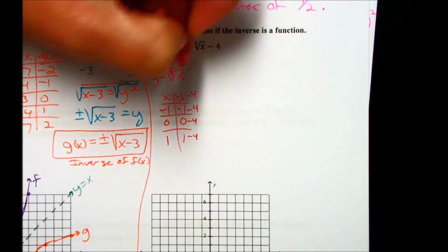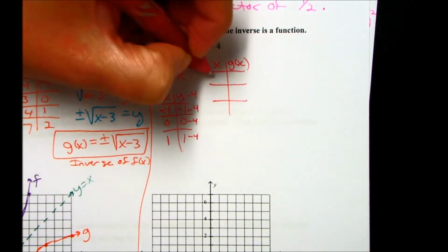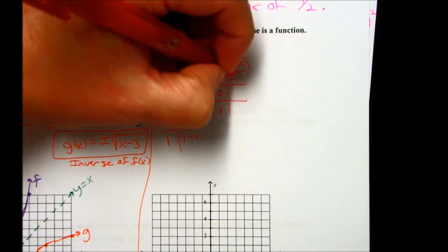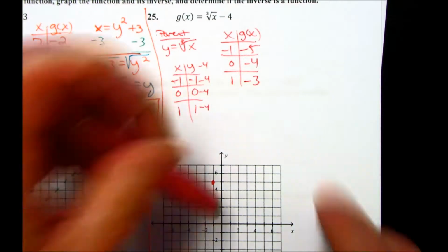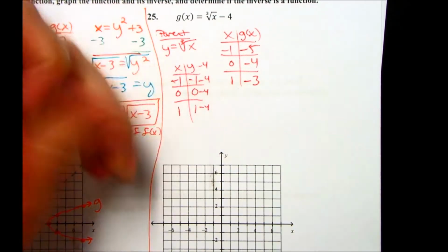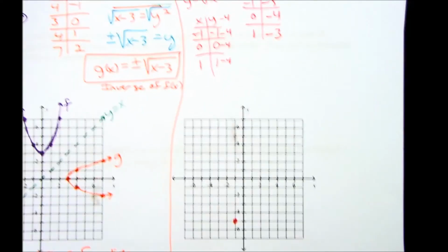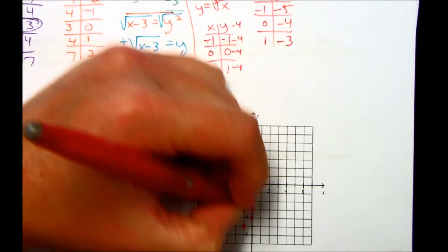So if I'm going to graph g of x, the x coordinates stay the same, but my y coordinates all go down 4. So -1 minus 4 will give me -5, 0 minus 4 is -4, 1 minus 4 is -3. So when I graph those 3 points, -1, -5, that's a little farther down there. And then 0, -4, and 1, -3.